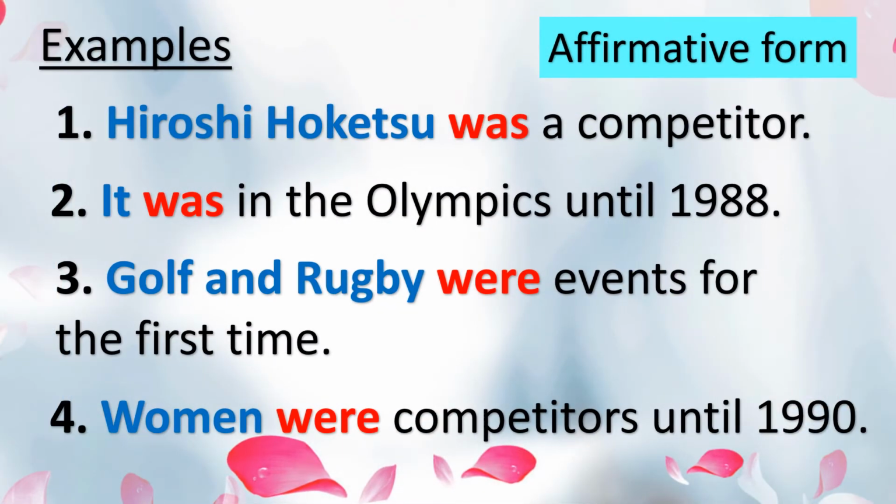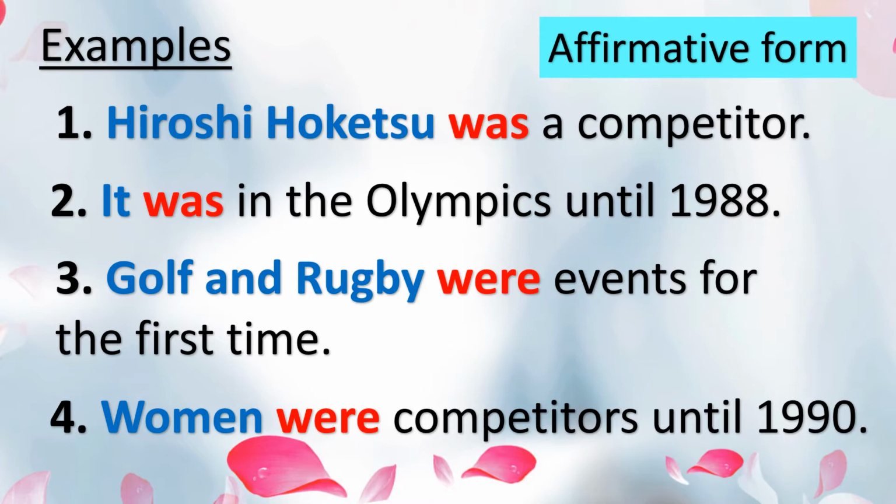Here are some examples of was and were sentences taken from the Olympics timeline text on page 64. These are all in affirmative form. Look at number 1. Hiroshi Hoketsu was a competitor. Hiroshi Hoketsu is singular, so we use was. Number 2. It was in the Olympics until 1988. It is singular, so we use was.